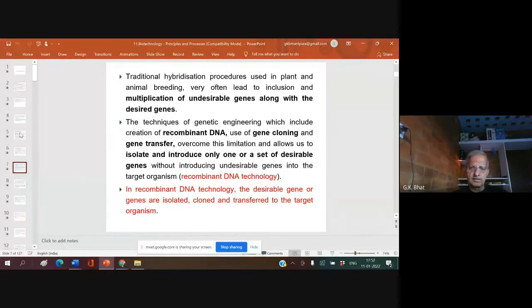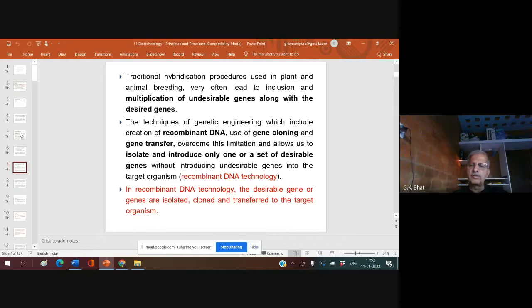You understand this? Have you understood the meaning of this sentence? Whenever we cross-pollinate two of the plants with the desirable character, don't you think that along with the desired genes, undesired genes also come? There is no way to prevent it.